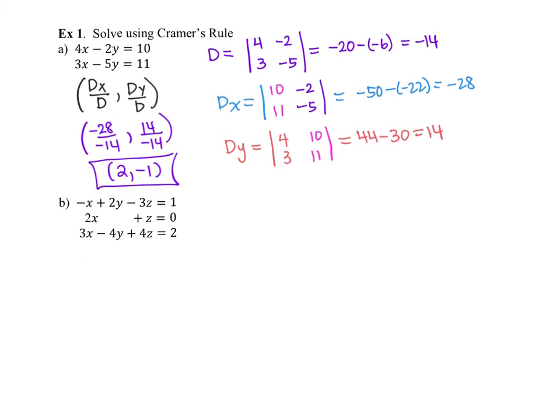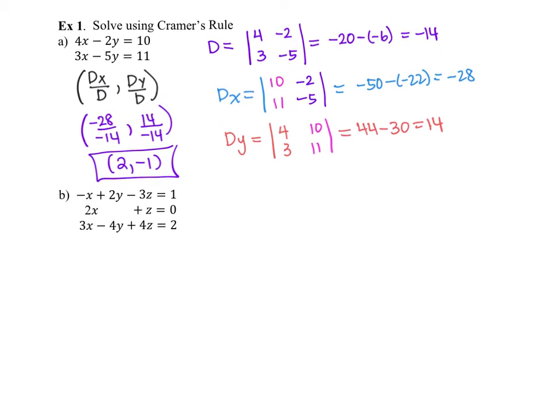Okay, so now we're going to try to use Cramer's rule again, but this time we're going to have 3 variables instead of 2. So I'm going to need the d, the dx, the dy, and the dz. Okay, let me start with the d. Two, 0, 1. Okay, so this is a 3 by 3 matrix.